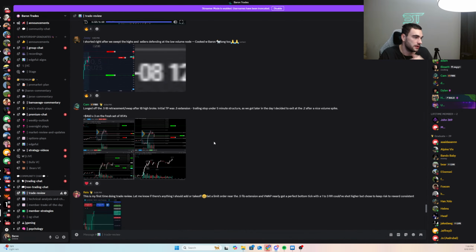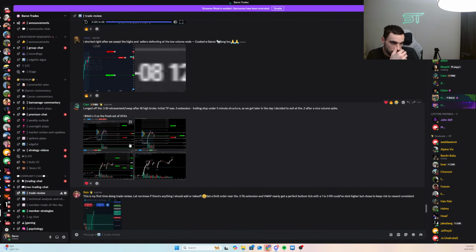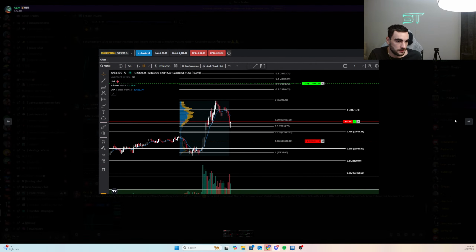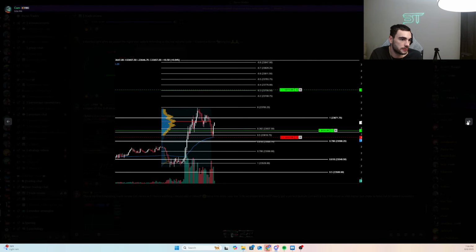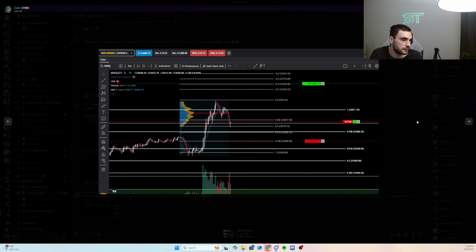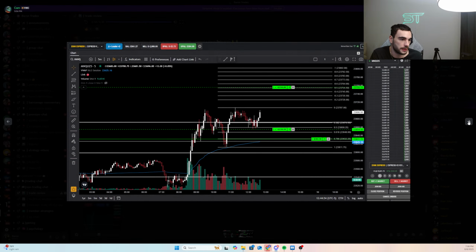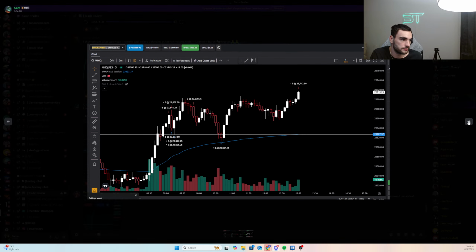I took that as well. Longed off 0.5. Initial TP was the 0.5 extension, trailing under 5-minute structure as we got later in the day, decided to exit at 0.2 after a nice volume spike. Okay, good entry. Solid. Did you trail? Yeah, you did trail. Okay, lighter size, Cam. I like it. I like the trail up here as well. And then got out.